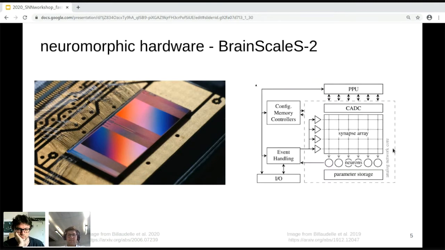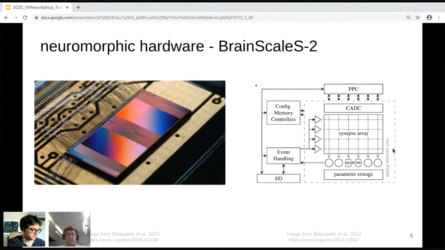And here you see a schematic of the chip. The large shiny surfaces in the image on the left are the synapse arrays. Those are where spikes are routed to the neurons. And the neurons on this chip are located in between those large shiny surfaces. This chip has a total of 512 neurons and 256 times 512 synapses.